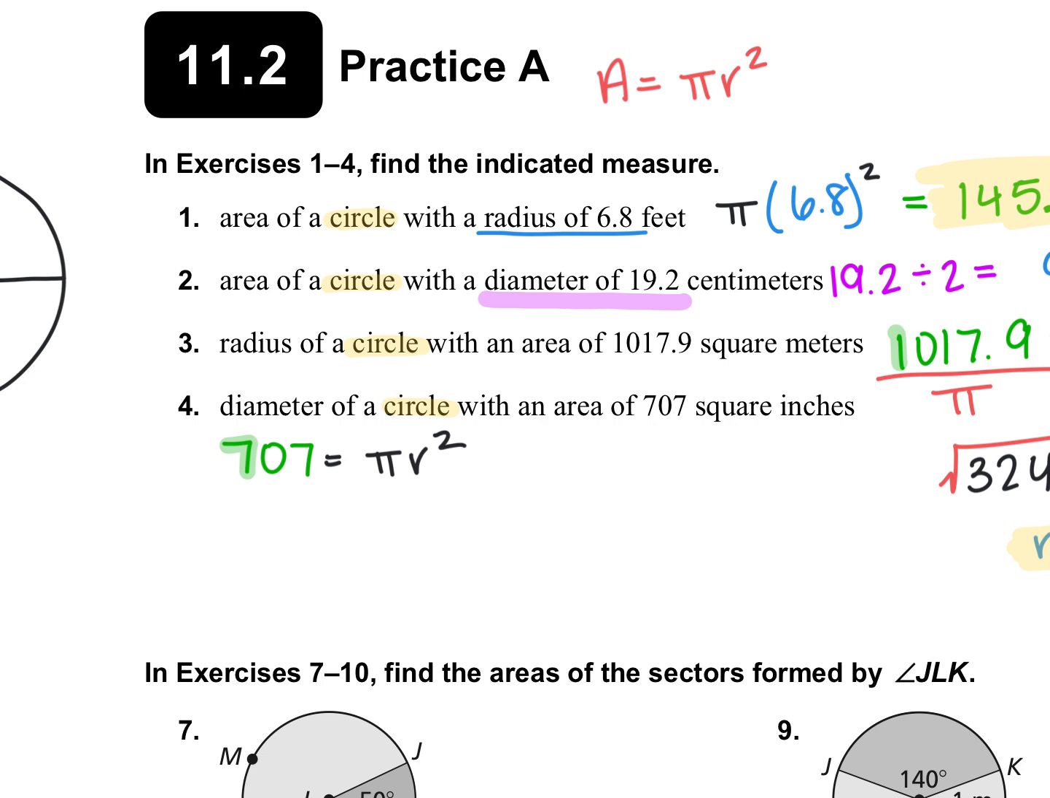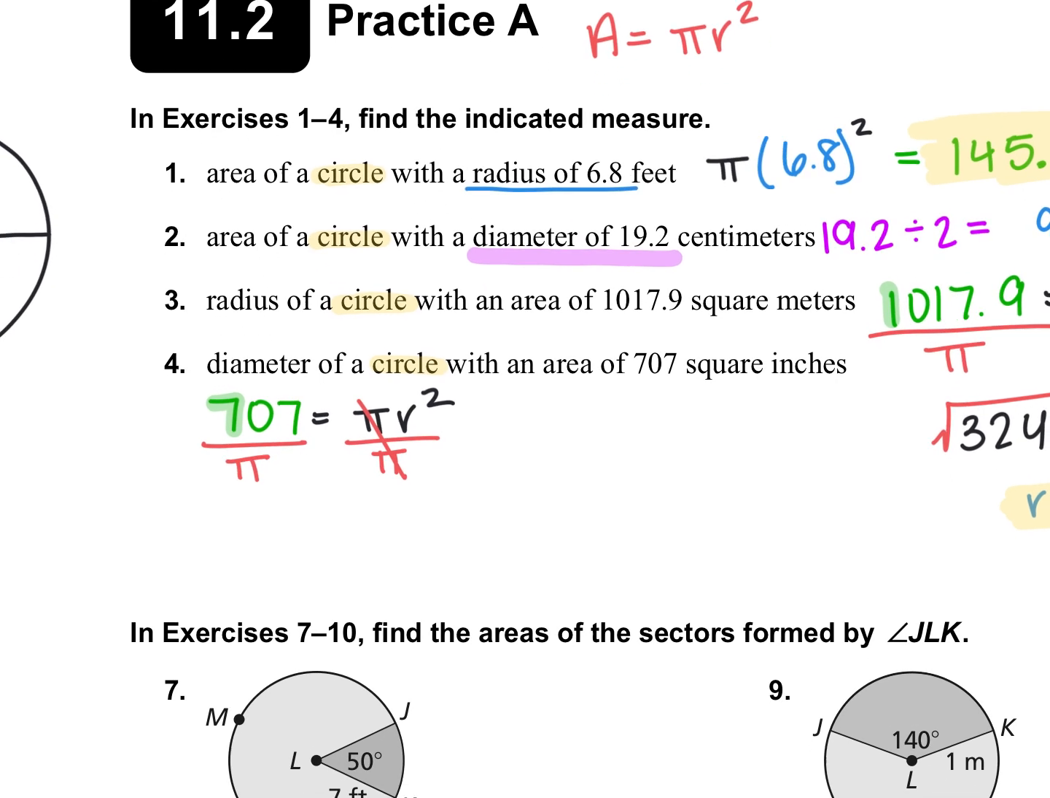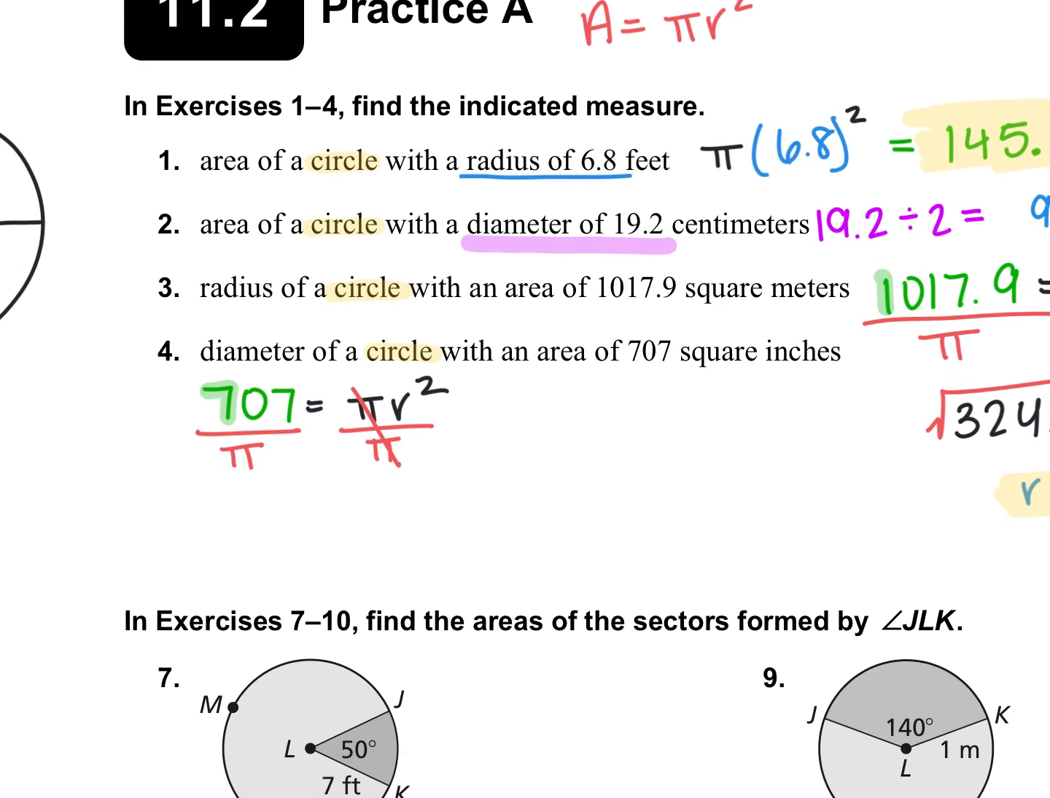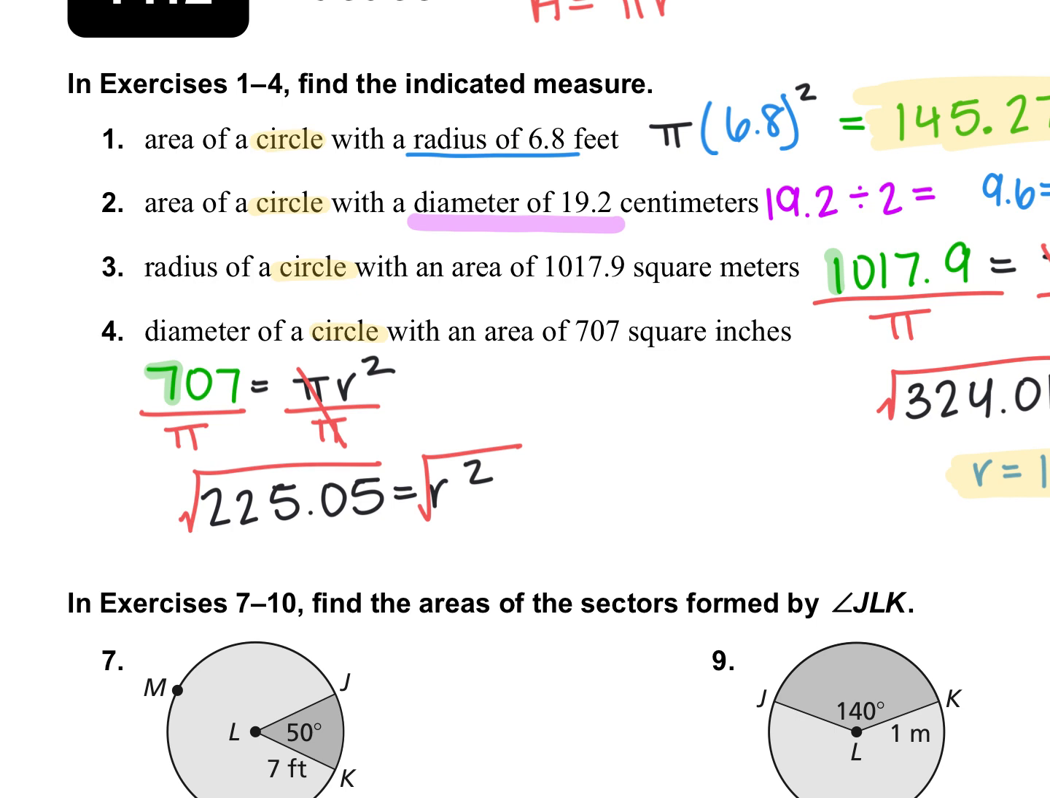r squared. Divide both sides by pi. If you divided correctly, you should have had 225.05 equals radius squared. Square root it. And then your radius equals 15, but they're not asking for a radius, they're asking for diameter. So I'm going to take 15 times 2, and my diameter equals 30 inches.